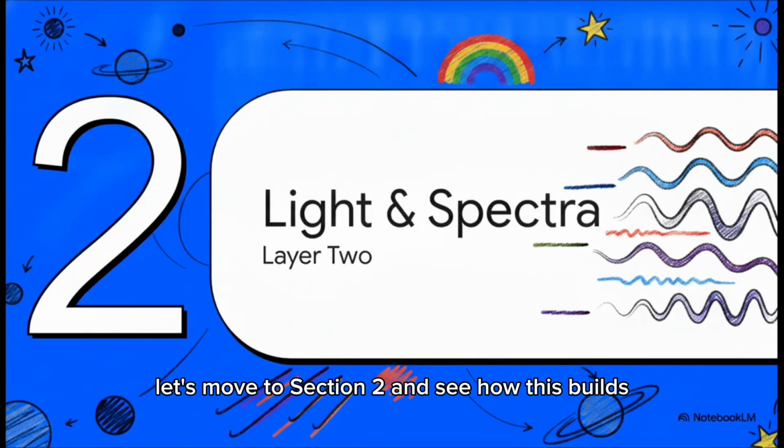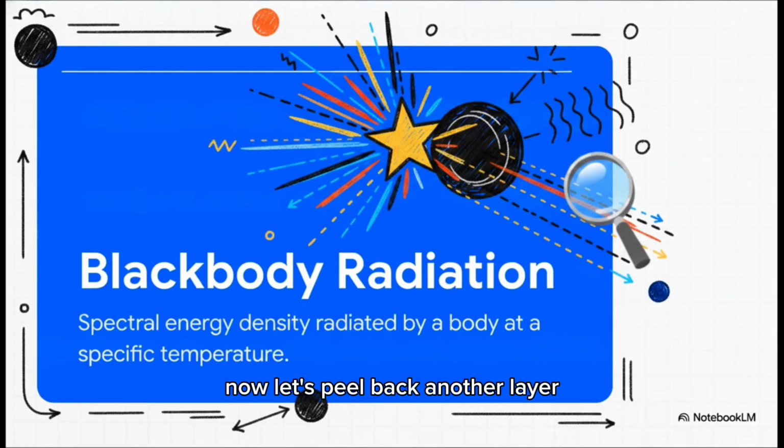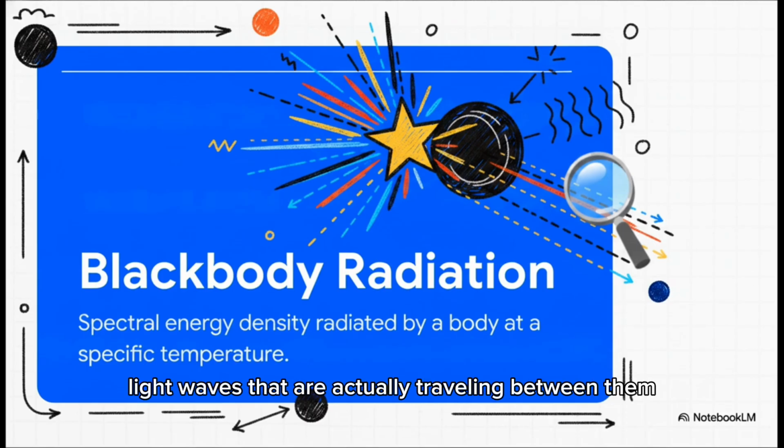Let's move to Section 2 and see how this builds. Light, radiation, and spectra. So we've established how massive planets and stars move. Now let's peel back another layer and zoom in to the electromagnetic light waves that are actually traveling between them.